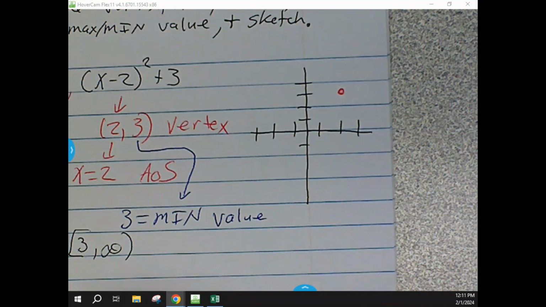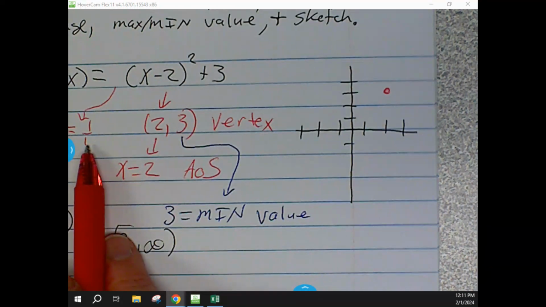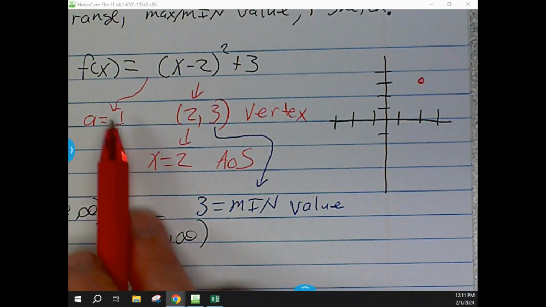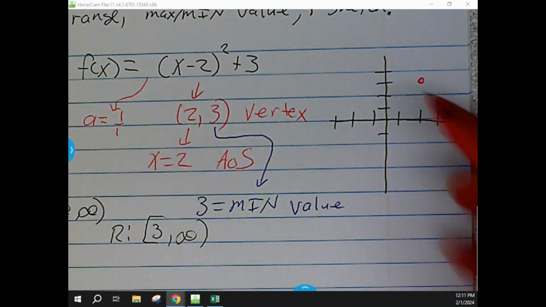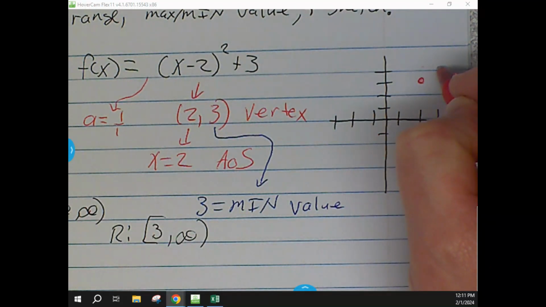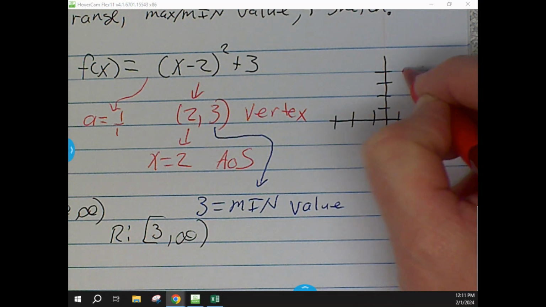Okay, and then we're going to use our A value, which is kind of like our slope, which is over here. Our A value is 1 over 1, and again, it's positive. So from here, we're going to go up 1 and over 1 to the right side. Starting back at the vertex here, we're going to go up 1 and 1 to the left to get the next point there.